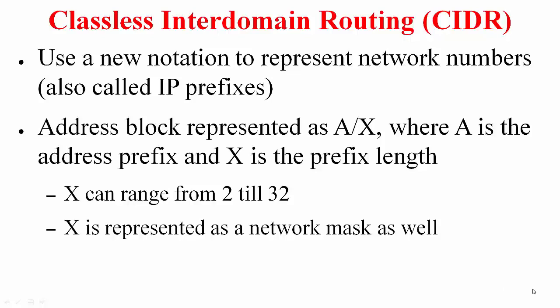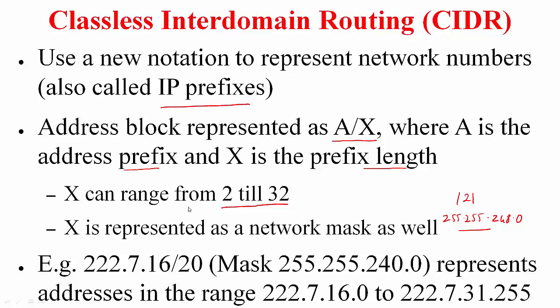So we use a new notion to represent network numbers. This is called IP prefixes. The address block is represented in this fashion, where A is the address prefix and X is the prefix length. And this X, as I mentioned, can take on values from 2 till 32. X is also represented as a network mask, where /21, for example, is represented like this. To concretize, 222.7.16/20, where the mask corresponds to this, represents addresses in the range from all the way here to here.